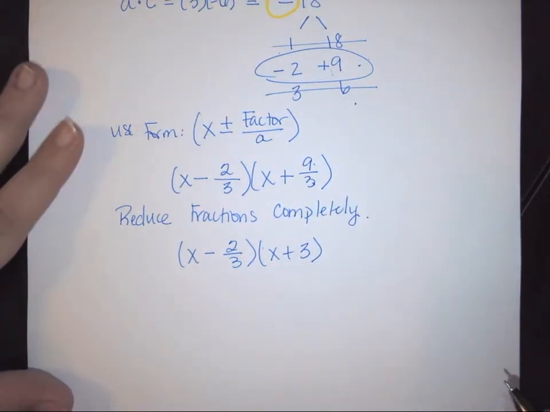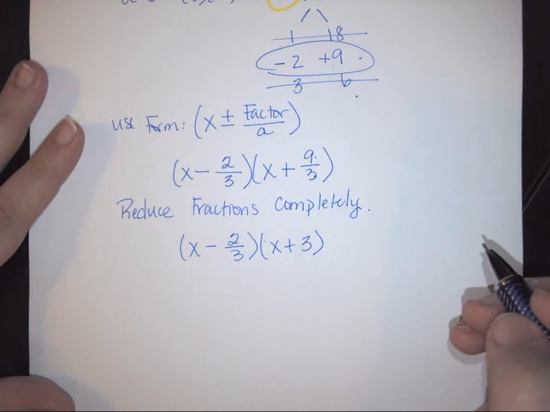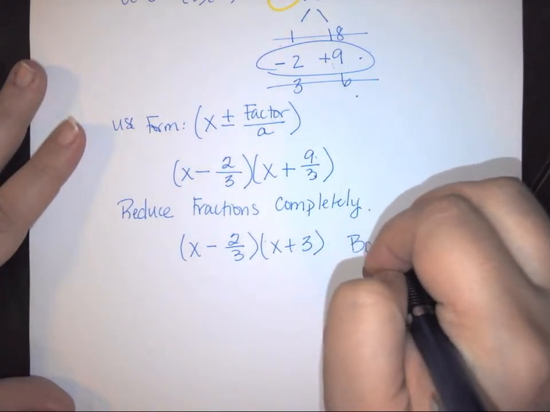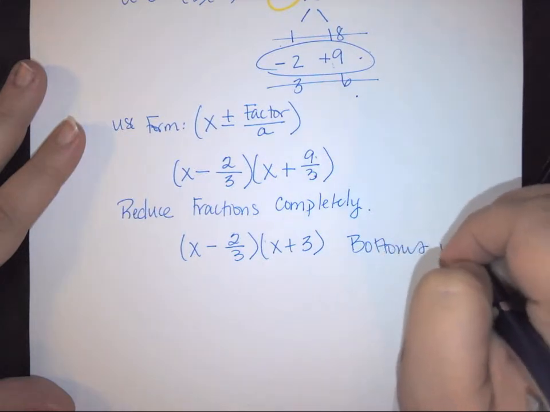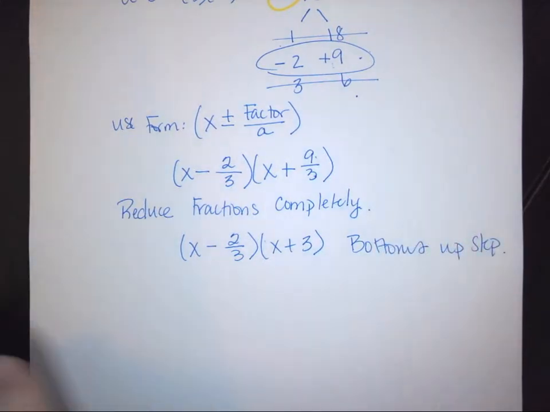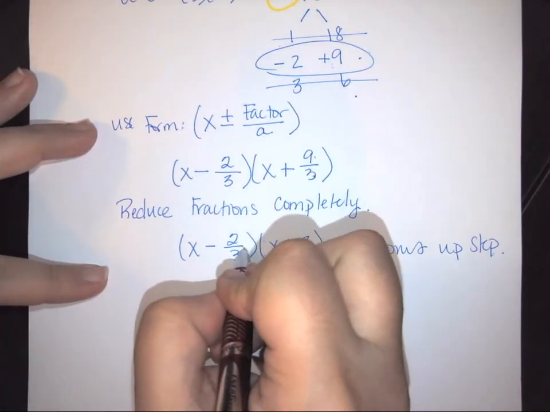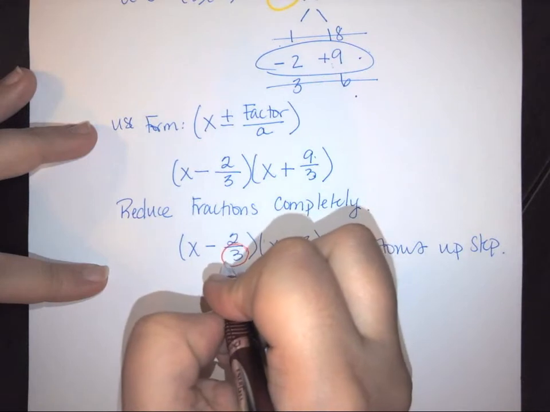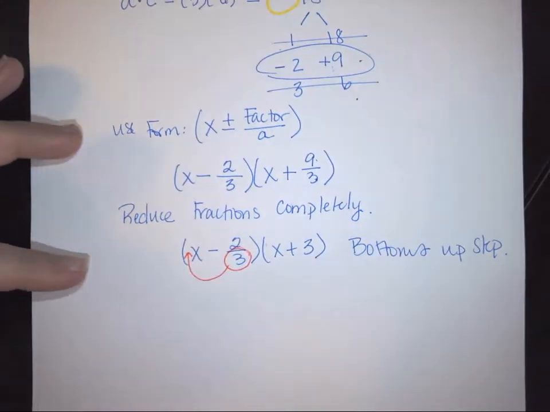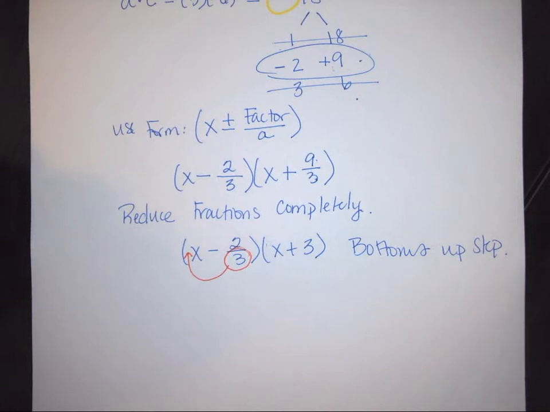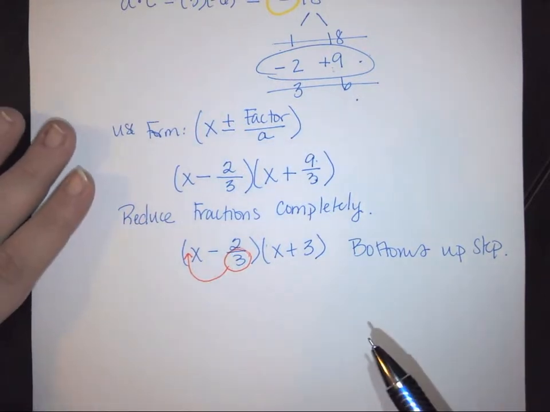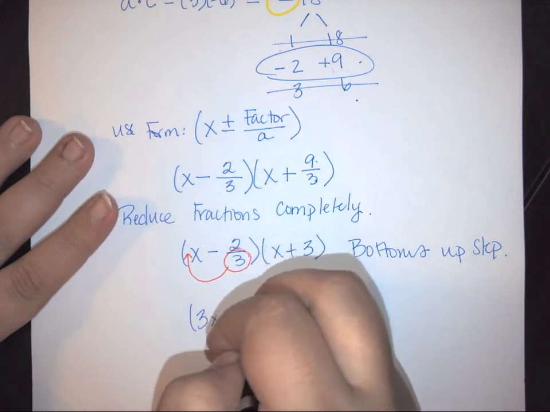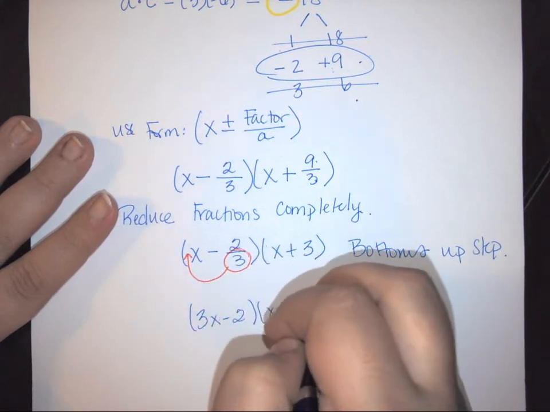Once you reduce your fractions, this is the bottoms up step. So the bottoms up step, okay, this step says you're going to take whatever denominators are left, so in this case it would be this 3, and you are going to bottoms up and pair it with the coefficient of whatever variable you had. So bottoms up says this becomes a 3x minus 2, and we still have x plus 3.